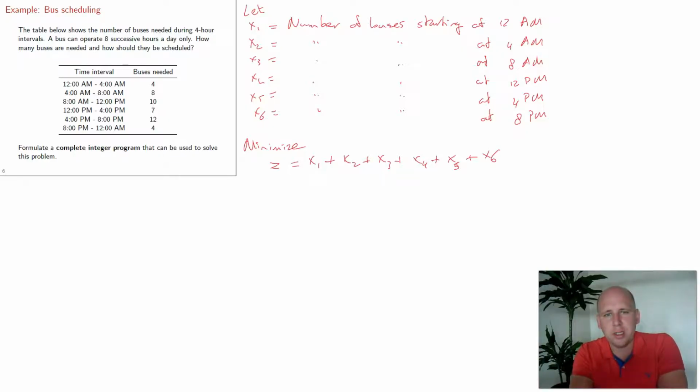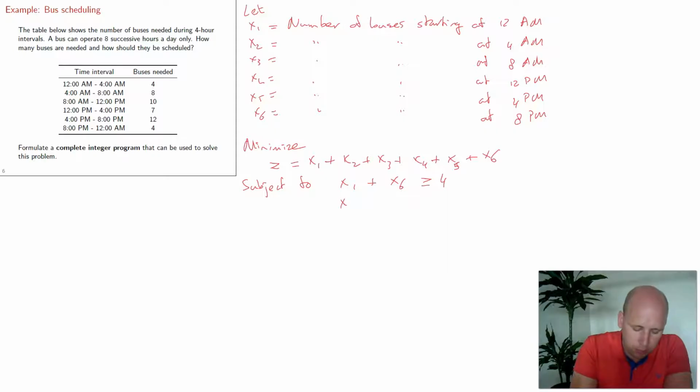Then we have constraints, because during the first time interval we need 4 buses. And the buses that start their service at 12 AM are of course available between 12 AM and 4 AM, but also buses that start one day earlier at 8 PM will also be available between 12 AM and 4 AM. So subject to, we will have x1 plus x6. This is the number of buses that we have available between 12 AM and 4 AM, and this should be at least 4.